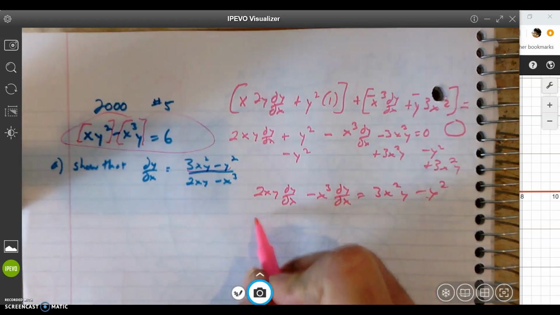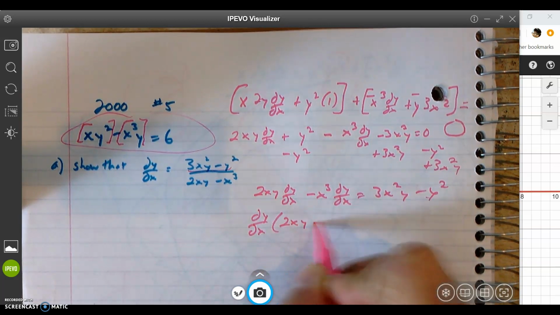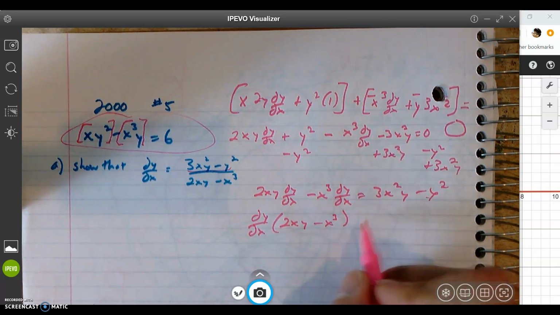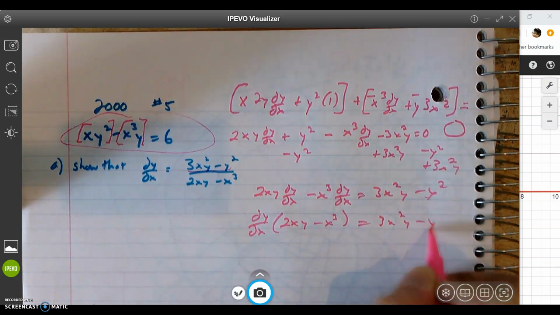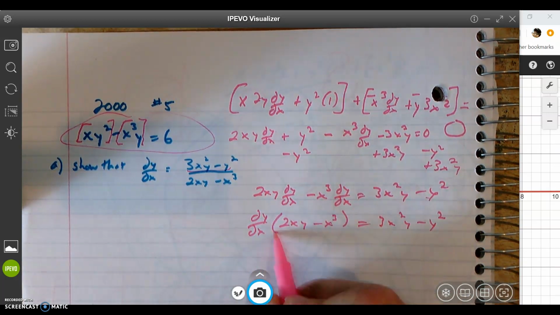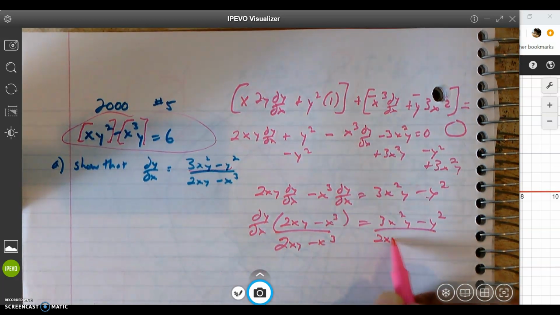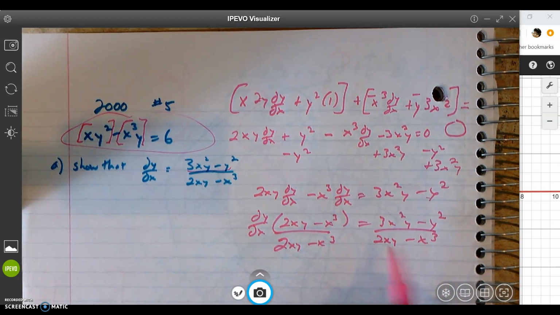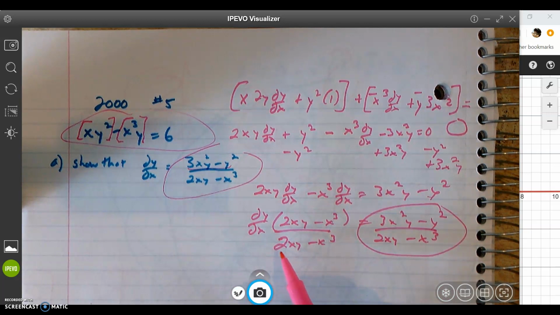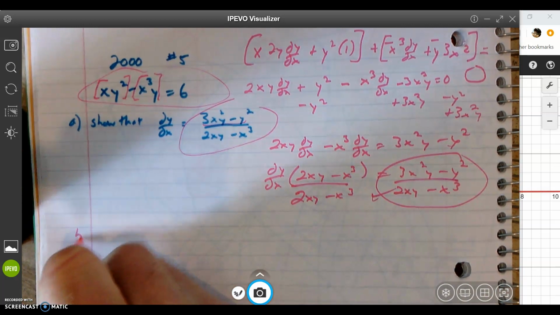Now I need to factor out a dy dx because that's what both terms have. So dy dx times 2xy minus x to the third, because I took one out of each, and if you distribute you get the same thing back, equals 3x squared y minus y squared. Last step, the opposite of multiplying by dy dx is dividing, so divide by 2xy minus x to the third. And that looks like this, ladies and germs. So we're good? First one, thank you very much. Give me my points. Now let's go to B.